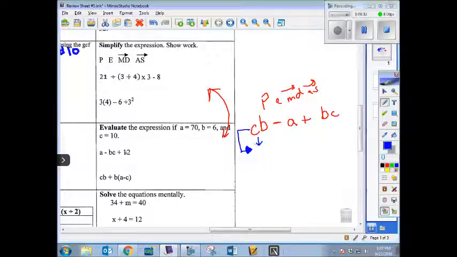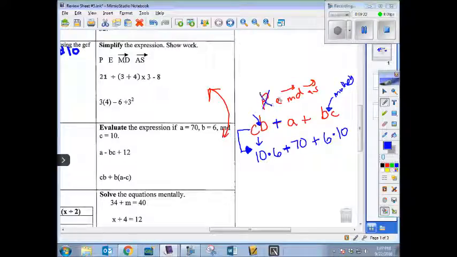So I have CB. That means whenever you see a letter, a variable, touching each other, right next to each other, that means multiply. Okay, so we have 10 times 6 minus 70 plus, this might not be a good example. I'm going to change this, just be careful here, sorry. But it doesn't matter, I'm just going to make that plus. And then plus, and then B is 6, and then again that means multiply times 10. So here we go.